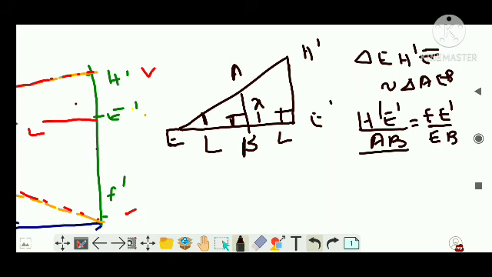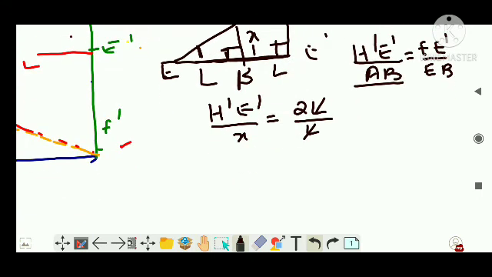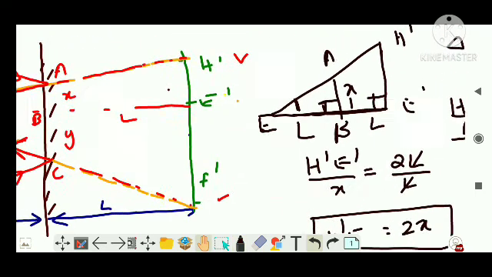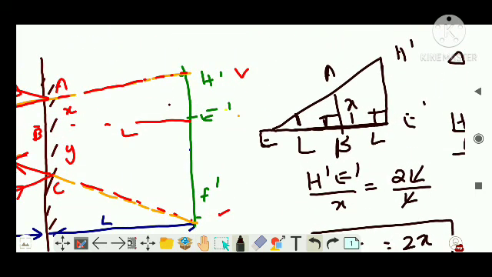Now what is AB? From the figure it is X. So H dash E dash by X is equal to, what is E dash? That is its length. That is 2L divided by, what is EB? That is L. So L L cancels out. So I can write H dash E dash is equal to 2X. Right? Let's draw that or write it in the figure. This is H dash E dash is 2X.